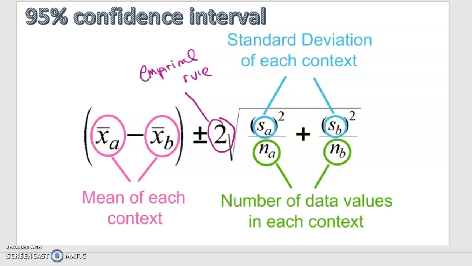Another thing that could be messed up is sometimes people forget this squared. So we square the standard deviations for both of our contexts. So don't ever forget to do that when you're calculating your 95% confidence interval.